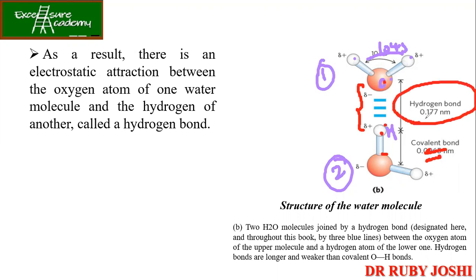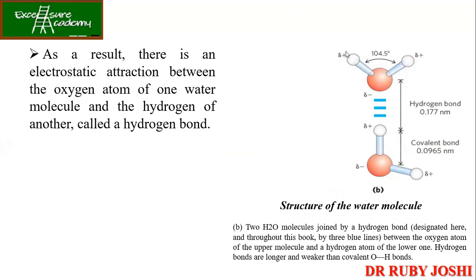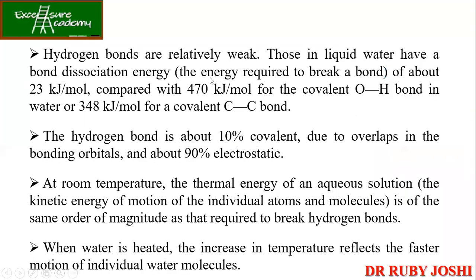Guys, this one is again important to remember. So you can also remember it as 1.7 angstrom. Okay. Easy to remember. Now, hydrogen bonds are relatively weak. Those in liquid water have a bond dissociation energy of about 23 kilojoules per mole, compared to the 470 kilojoules per mole of the covalent OH bond. Okay, so please remember the energy released on breaking the hydrogen bond. It is 23 kilojoules.